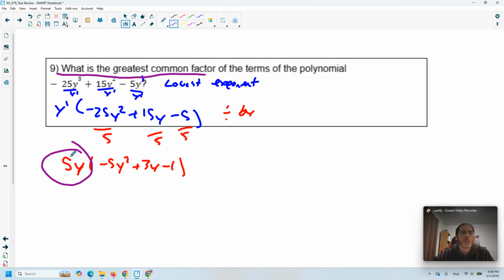So you could also just get to that without having to do all the work. If you can see that that's what you can divide them all by, that's what they just want for number 9. We're just trying to figure out the greatest common factor, just what we can divide them all by. I did the problem out in full just because I'm kind of used to doing that, and I know we're going to have to do that later. So, but 5y is the official final answer.